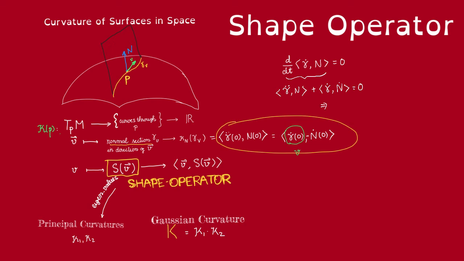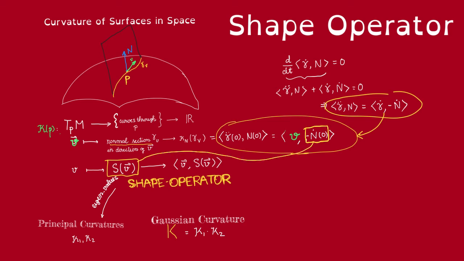This means then that the inner product of the acceleration with the normal is just going to be equal to the inner product of velocity with a minus of the n dot. And this is exactly what we claim here. Thus we see that our curvature map here sends every vector v to this inner product. We thus define this vector to be the value of the shape operator at v.